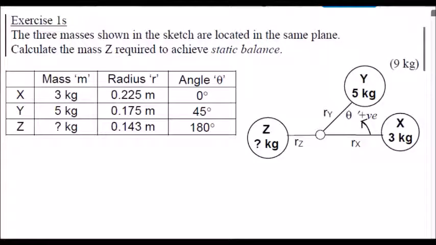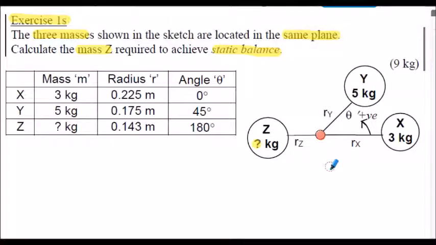Now what we're going to do is exercise 1S. I'm going to try and talk you through this, and give you a structure here. So exercise 1S wants us to consider the 3 masses that are shown in the sketch. They're all located in the same plane, so it's in-plane balancing we're looking at. And we've got to calculate what mass Z we need to achieve the static balance. In other words, what's the mass we need here that will give us rotational balance, that will keep that system in equilibrium about the center position there. Again, we're always going about the origin.